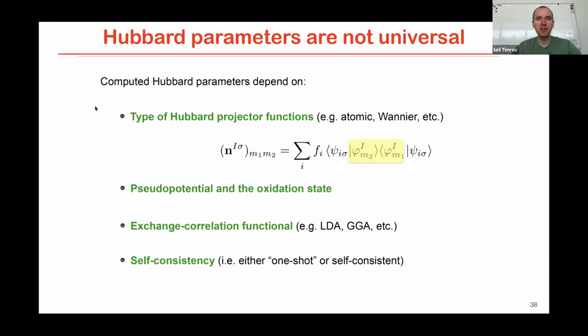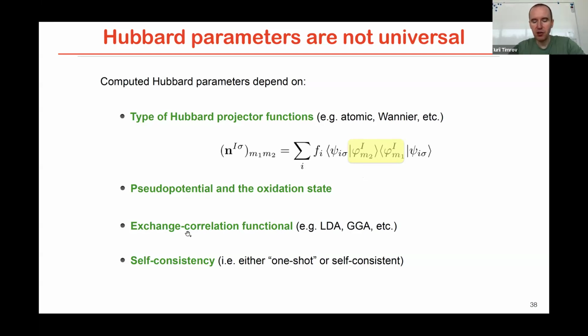Why? Because computed parameters depend on many aspects, such as the type of Hubbard projector functions. So basically the choice of the localized basis set when you compute the occupation matrix, if you use atomic orbitals or Wannier functions and so on, you will get different values of Hubbard parameters. So they are not universal. It also depends on the choice of pseudopotential and oxidation state. So if you change pseudopotentials from one library to another library, again, the Hubbard projectors change. And so as a consequence, Hubbard parameters will be different.